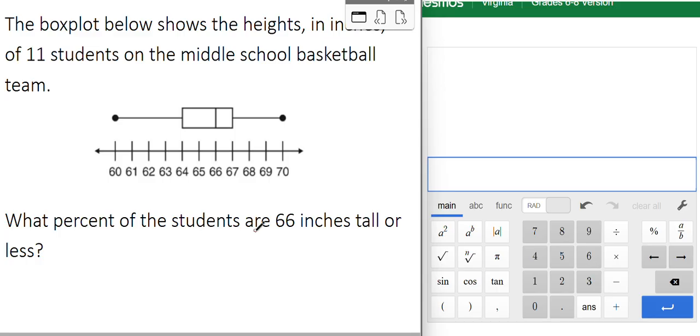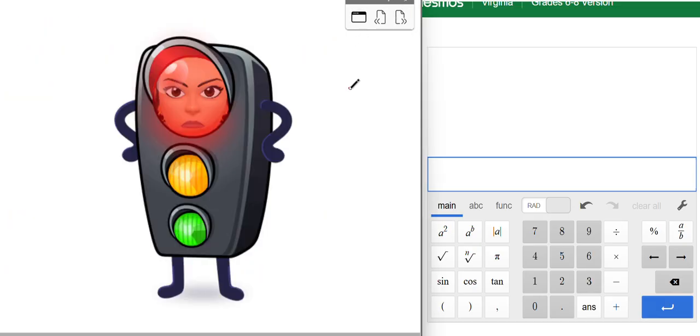And it says, what percent of students are 66 inches tall or less? Well, here's 66. So we have to see how many sections are 66 or lower. 1, 2. So each section is worth 25%. So you can either add 25 plus 25 or just do 25 times 2. So this means that 50% of these students are 66 inches tall or less. All right, time to stop again.